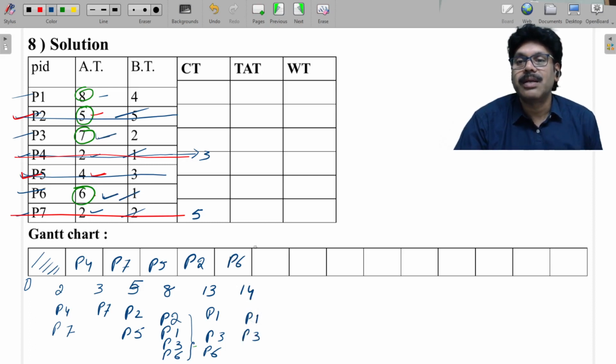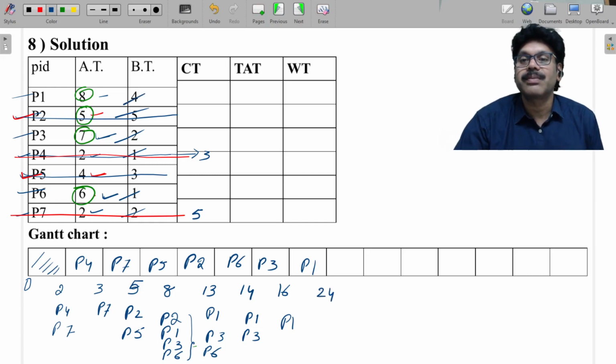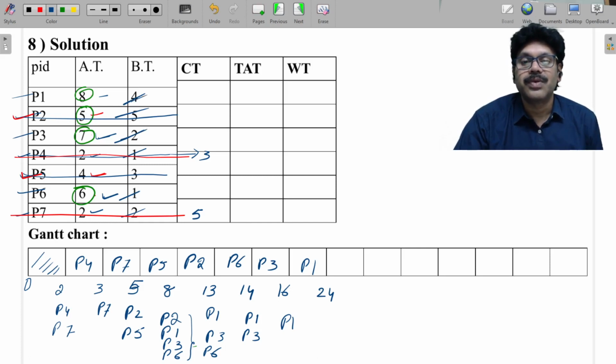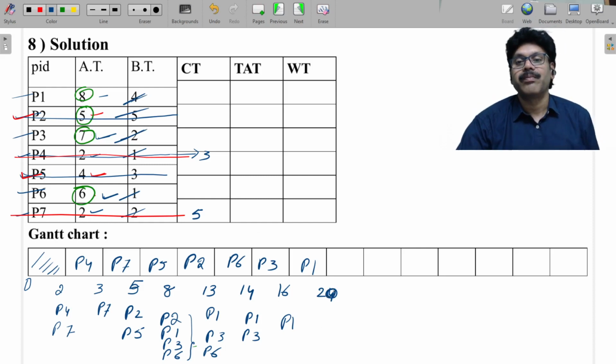Among P1 and P3, P3 has come first because it arrived at 7. P1 came at 8. So P3 is executed for 2 units of time, 16. Then only one process is left, that is P1, which is executed for 4 units. P3 needs how many units? P3 needs 2 units. And P1 needs how many? 4 units. So 16 plus 4 is 20.